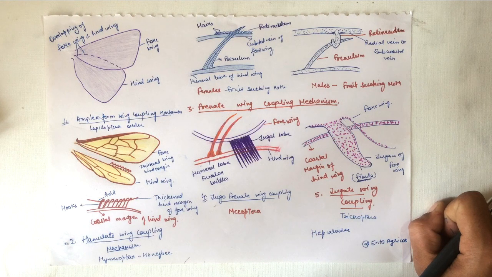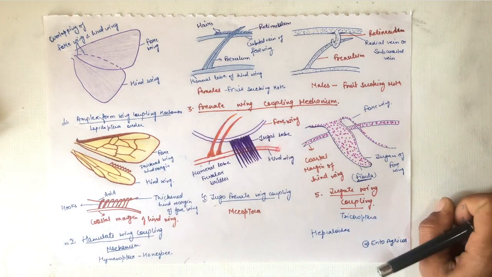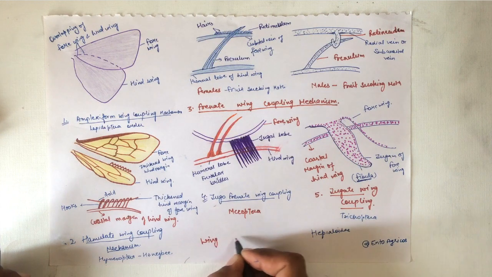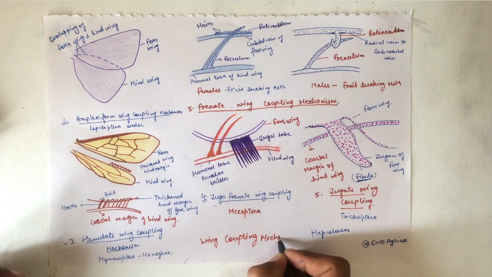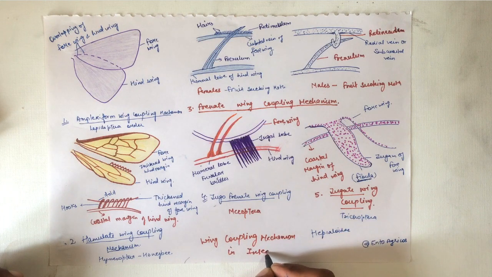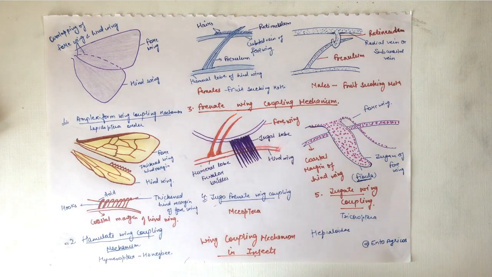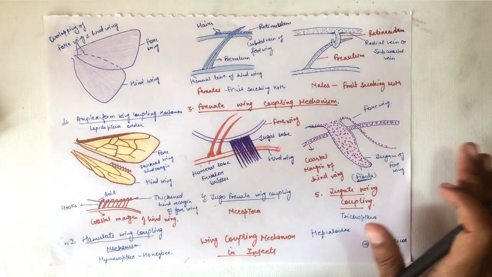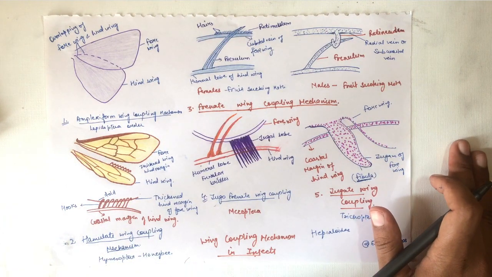So this was all about the wing coupling mechanism of insects. So let me discuss again in a few minutes for revision.